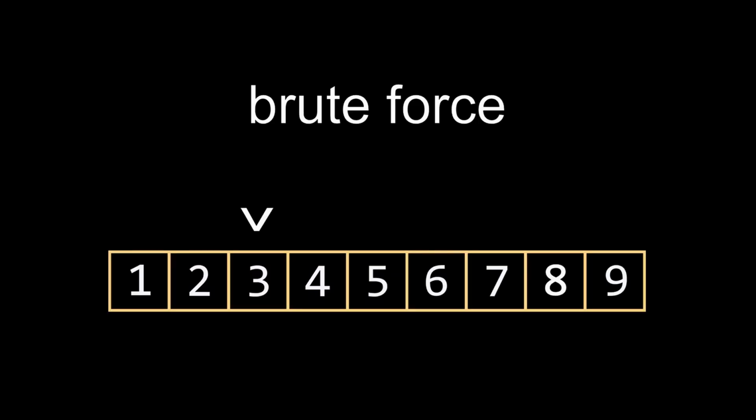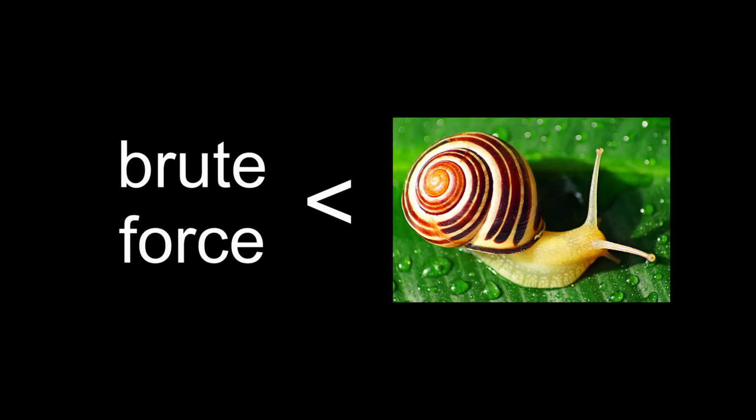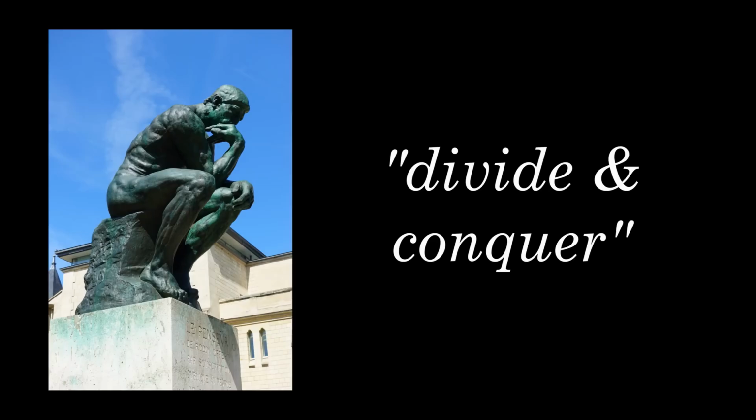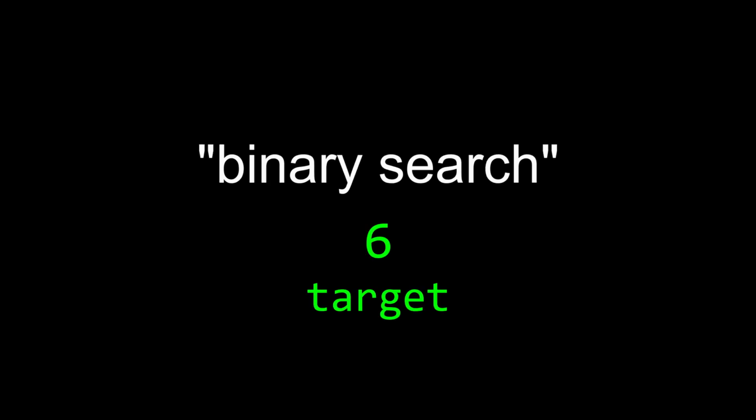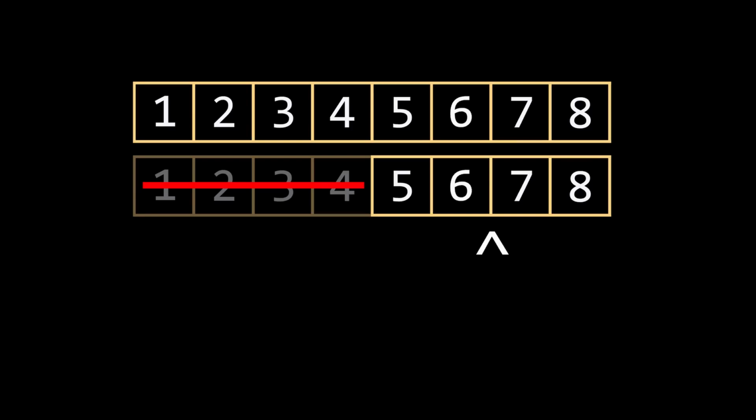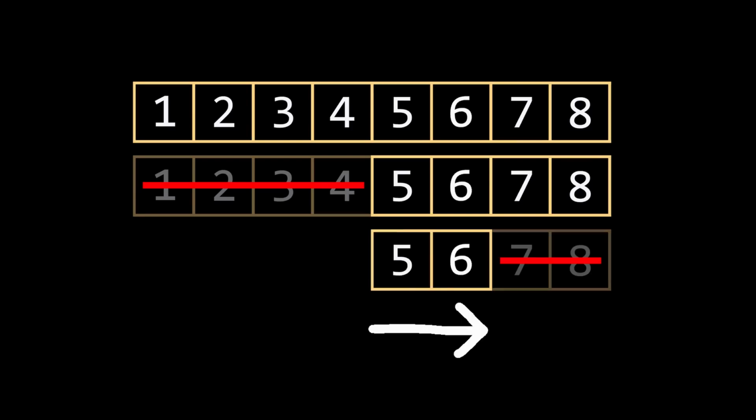When writing an algorithm, there's always different approaches. A brute force approach would be to simply check every item until we find a target in a list, but if you want your program to run faster than a garden snail, you need a more sophisticated approach like divide and conquer. For example, in binary search, you repeatedly check the middle element to see on which side the target is and keep searching in that half until you find it.